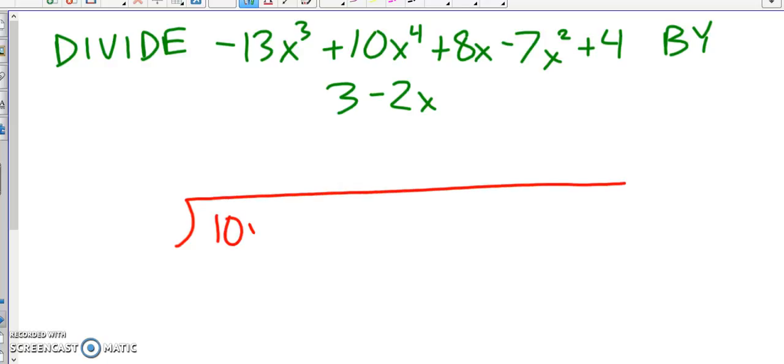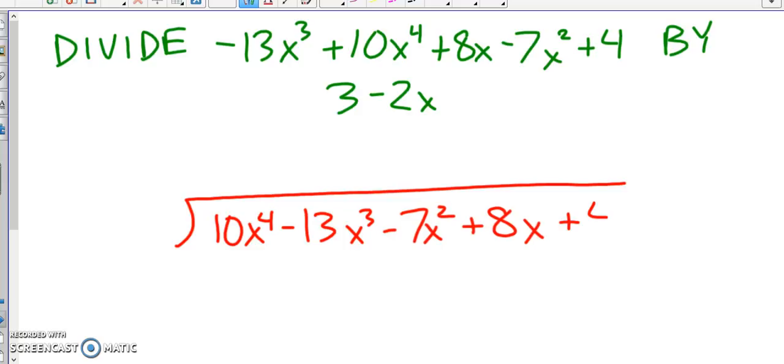So when I write this out, notice that this is 10x to the 4th minus 13x cubed. Whoops, not plus, minus. Get your head together, Bob. So that, and that. We're going to divide by negative 2x plus 3, because 3 minus 2x and negative 2x plus 3 are the same thing. The 3 is positive, the 2x is negative. And you want to keep it that way.